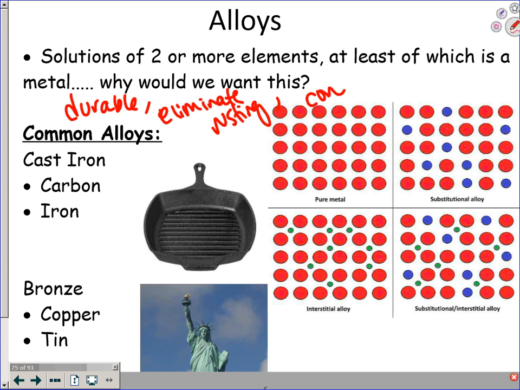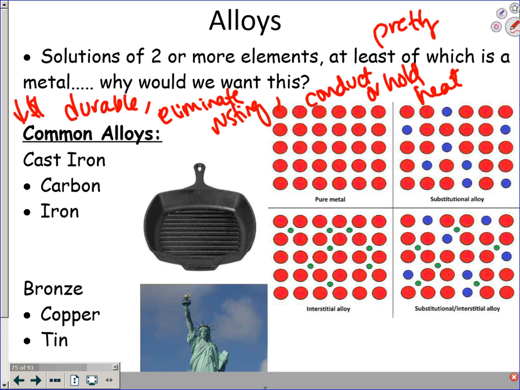Something that would conduct or hold heat better. Okay, making things pretty, shiny, right? What else? Making it cheaper. Okay, so eliminating cost or decreasing cost. These are some reasons you guys should know about why we make alloys. It's not just because we're alchemists, let's make some alloys. There's a reason for it.